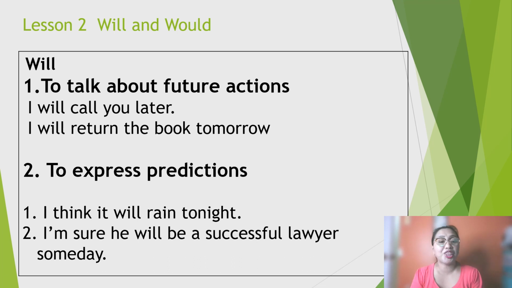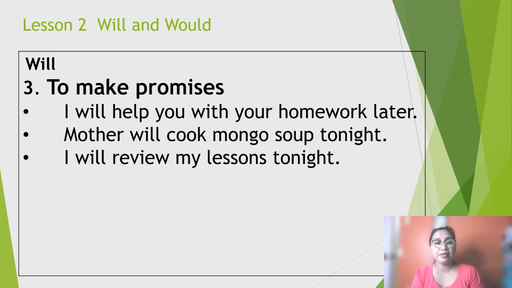So you will say, I think it will rain tonight. Number 2, I'm sure he will be a successful lawyer someday. Okay? You make some predictions. Next is, you can also use the modal will to make promises. For example, I will help you with your homework later. Number 2, Mother will cook a mungo soup tonight. Number 3, I will review my lessons tonight.